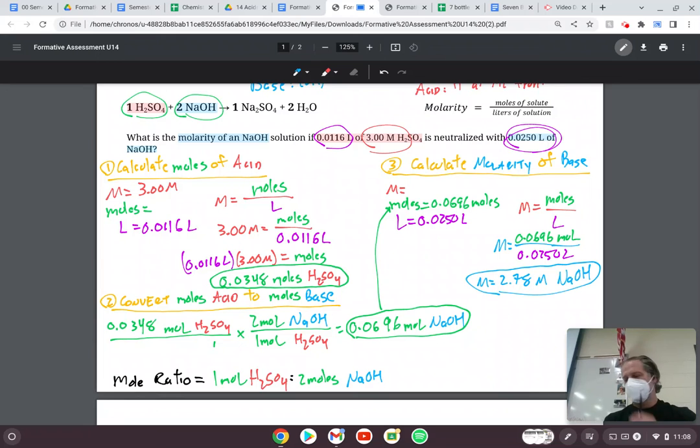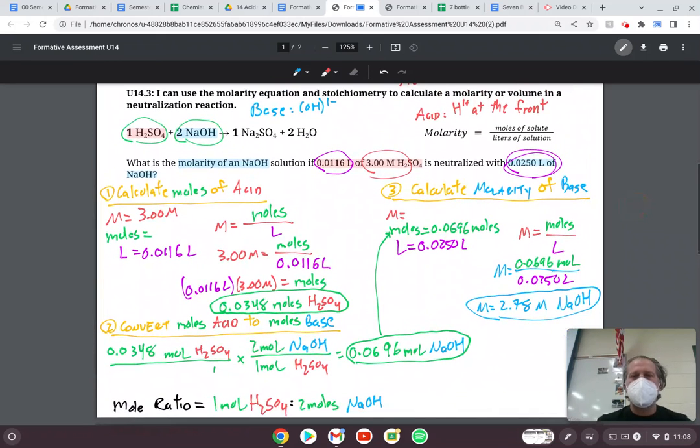Yes. So that's how we would solve this style problem, where you're asked to calculate the molarity or volume of a neutralization reaction. You have to be able to go through all of the steps when solving this type of problem, and there's going to be 3. Okay.